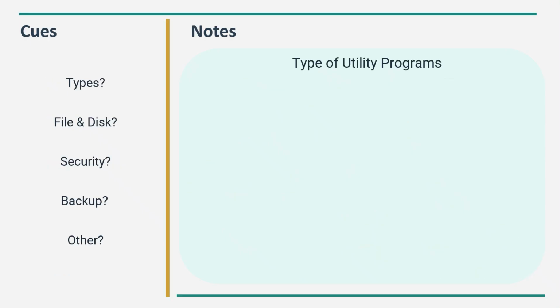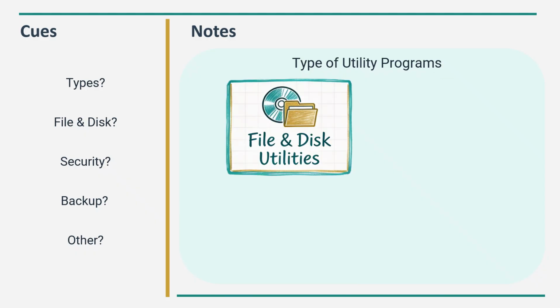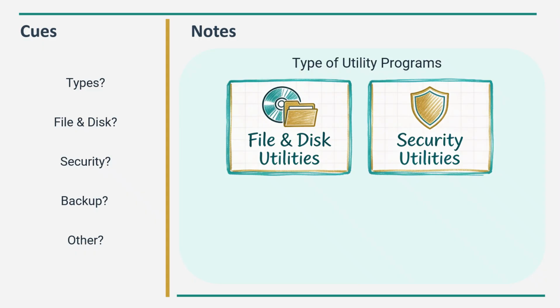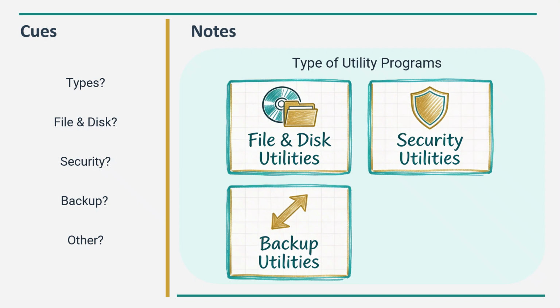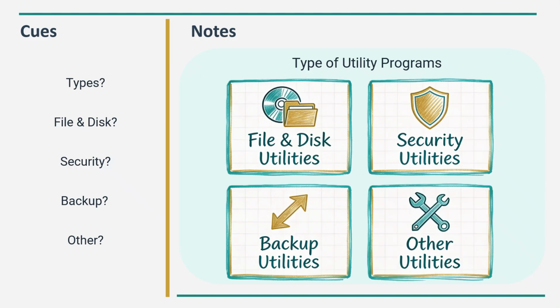Utility programs can be grouped into different types. Some focus on files and disks, like disk cleanup, defragmentation, or optimization tools, error checking, and compression. Others are security utilities, such as antivirus and anti-spyware programs. There are backup utilities that make copies of your data and restore it later. Finally, there are many other utilities, like task scheduler, task manager, and system information tools. You don't need to memorize every brand by name, but you must recognize the common tasks that they perform.